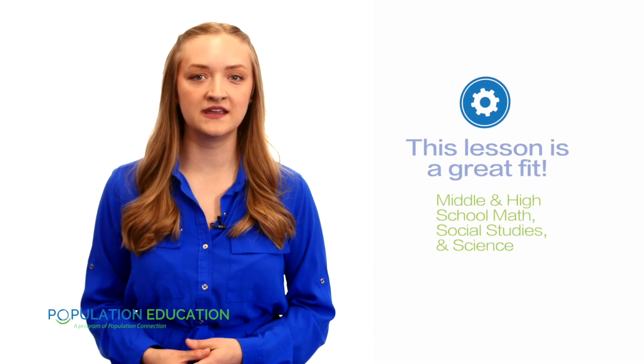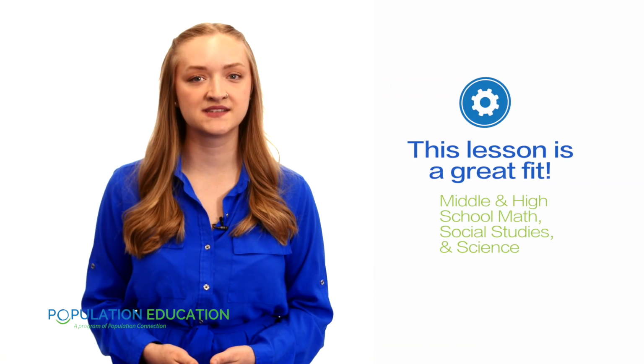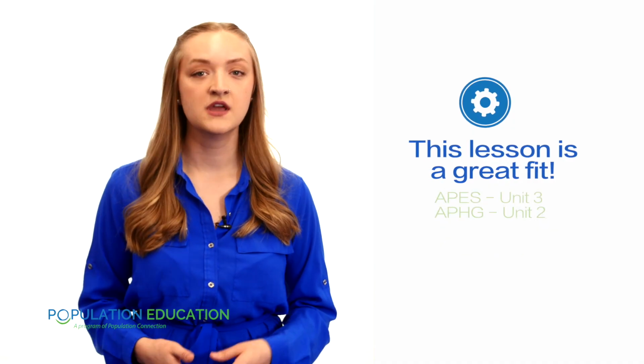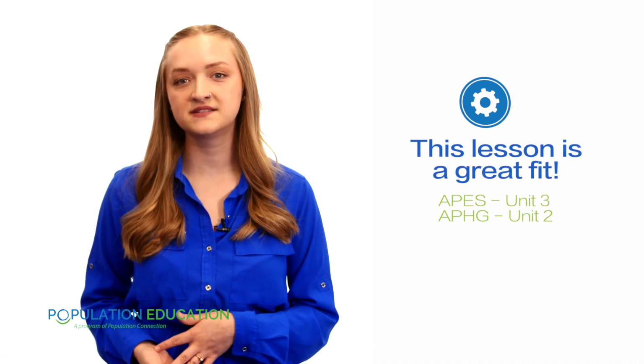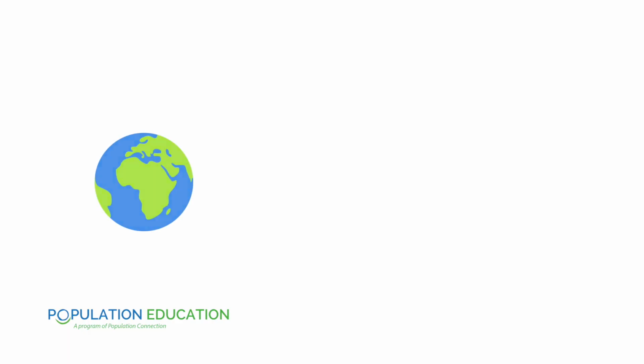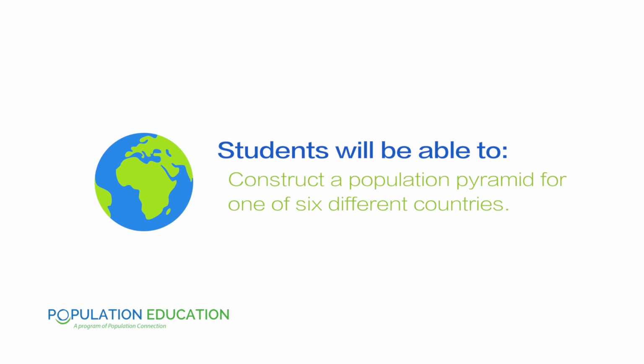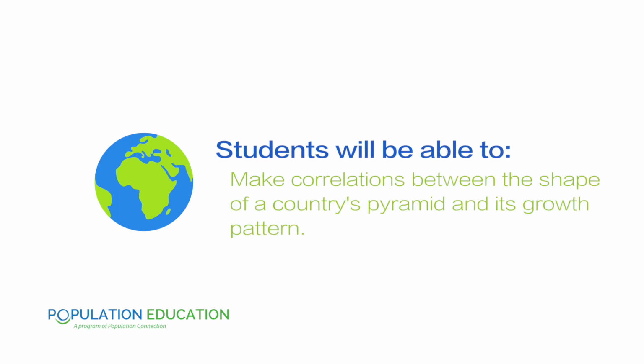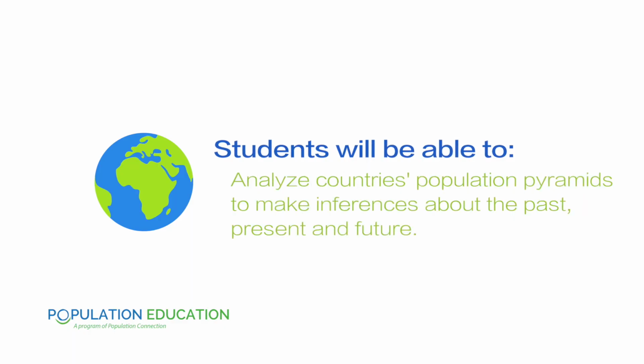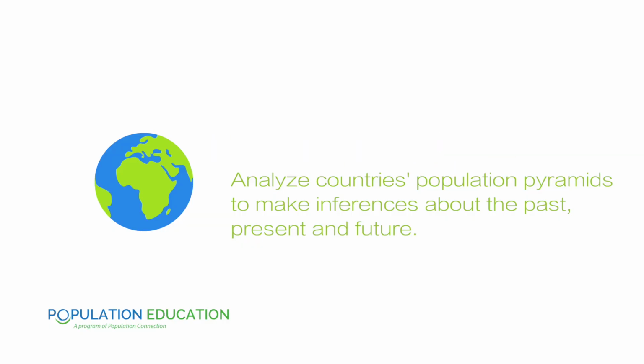This lesson could be used in a math, social studies, or science class, and it is particularly well suited for Unit 3 of AP Environmental Science and Unit 2 of AP Human Geography. By the end of the lesson, your students will be able to describe the three general shapes of population pyramids and their meanings, construct a population pyramid for one of 6 different countries, make correlations between the shape of a country's pyramid and its growth pattern, and analyze countries' population pyramids to make inferences about past events, current trends, and future growth.